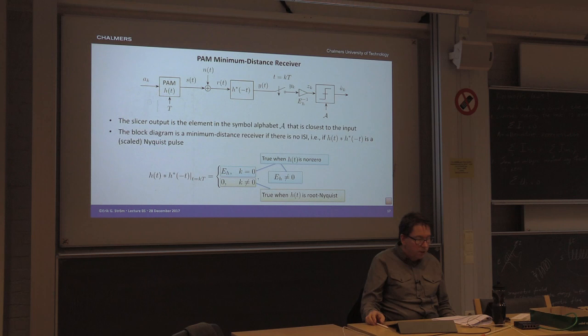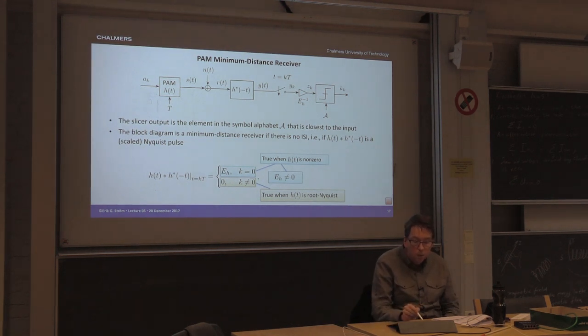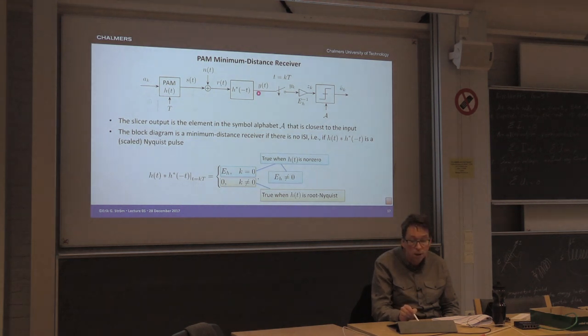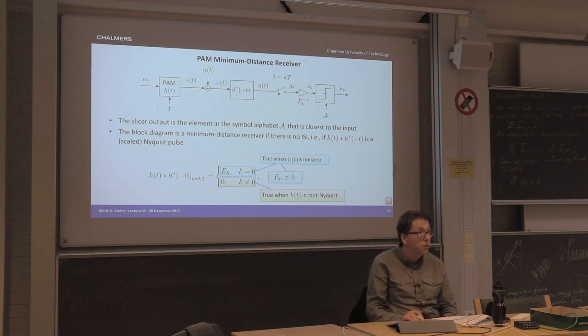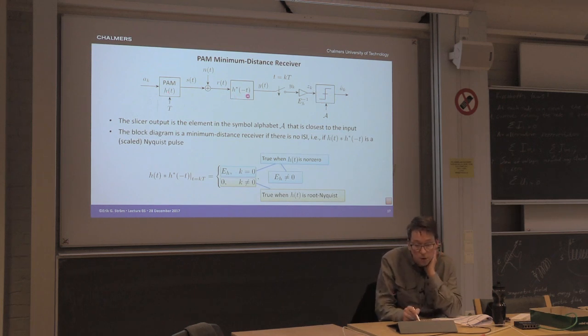Now, let's go towards the receiver structure here. So we're getting closer and closer to the best receiver we can do for pulse amplitude modulation. So far we have talked a lot about the receiver filter and how to design that, and then we get an output and then we sample it. And we know that yk is equal to ak if we have a Nyquist pulse when we convolve h with its impulse response here.